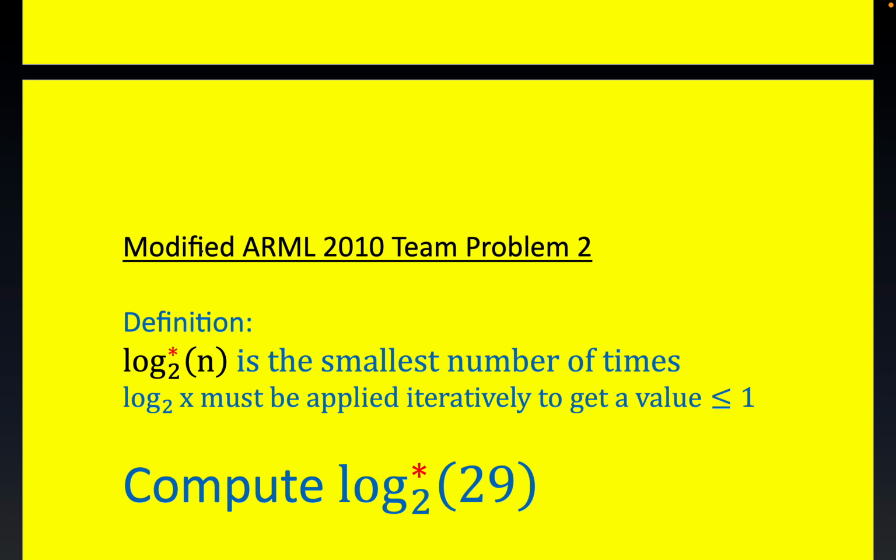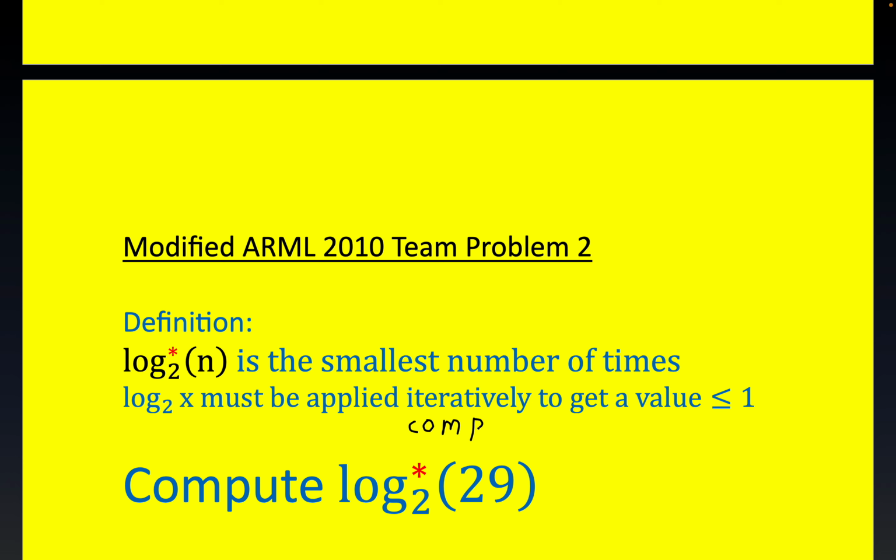Hey everybody, this modified competition problem starts with a definition. Log base 2 star counts the number of times the logarithm has to be applied in order to get a value less than or equal to 1. And they use the word iteratively here. That's a programming construct, sometimes called looping, I guess. But the operation we're talking about mathematically is composition.